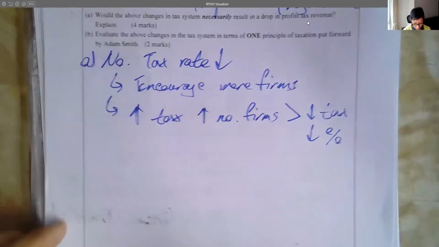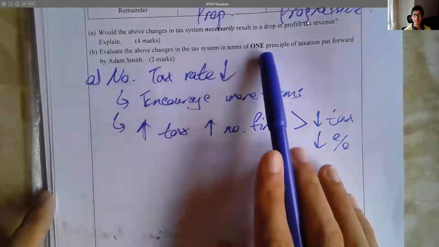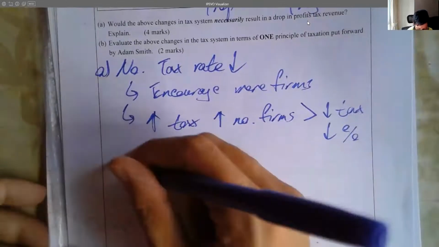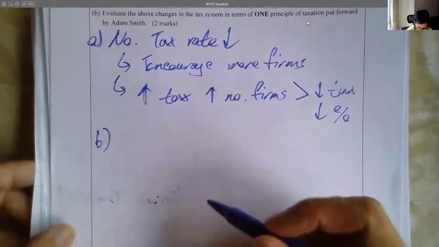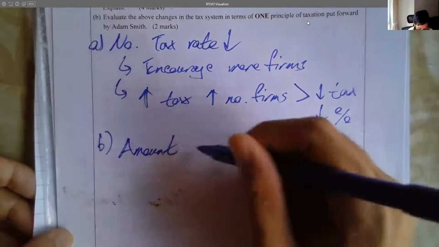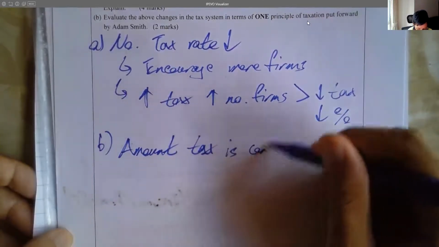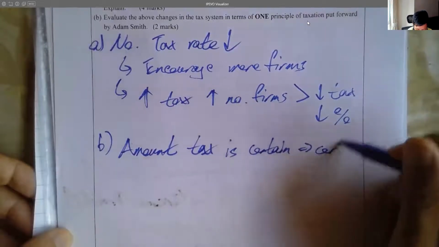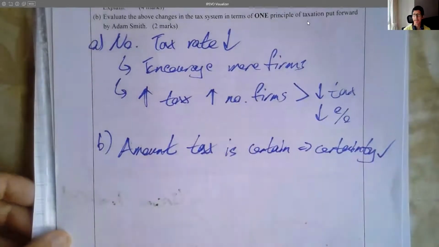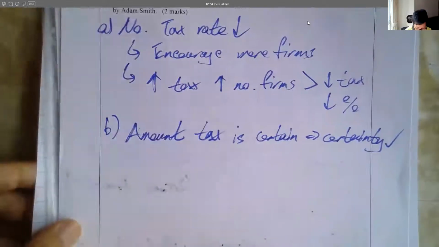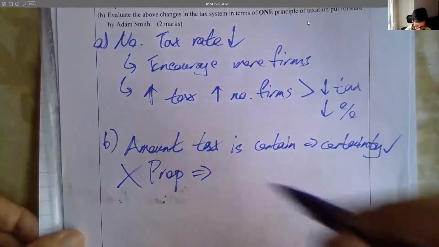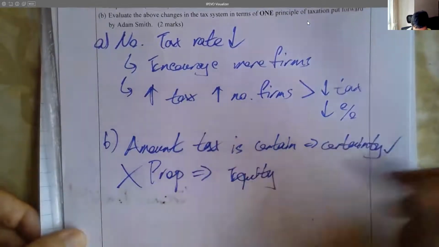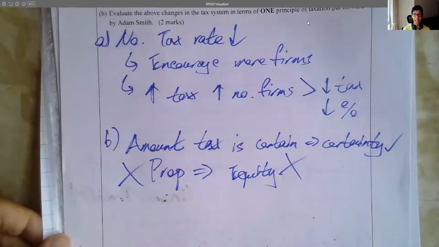Same principle, right? Now, we need to evaluate the change in terms of one principle of taxation. Now, several choices you can get. For example, you know the amount, 係咪啊？Since the amount of tax is certain, then it means the certainty principle is in line. Okay, 係嘛？What about proportional becoming progressive? Then you know, since this is no longer a proportional tax, therefore, the equity principle would be violated.